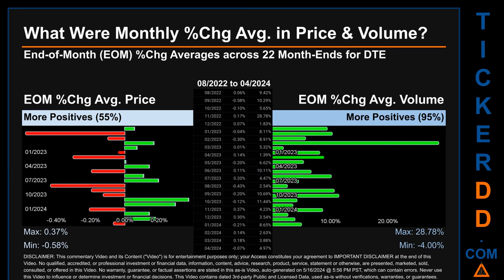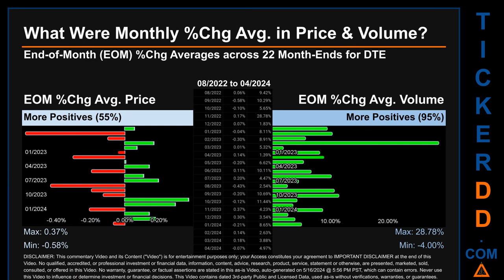From 08-2022 to 04-2024, 12 out of 22 month ends had a positive percentage change in average price. That is, 55% of month ends saw a positive percentage change in average price. In terms of volume, 21 out of 22 month ends had a positive percentage change. That is, 95% of month ends saw a positive percentage change in average volume.